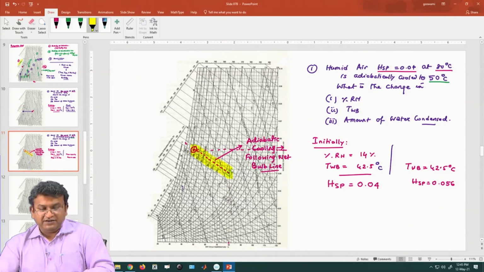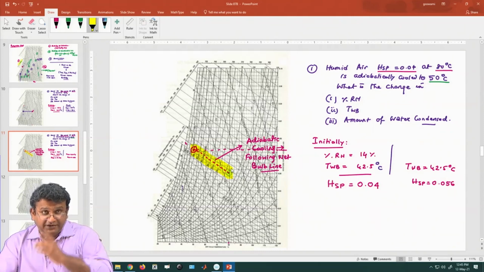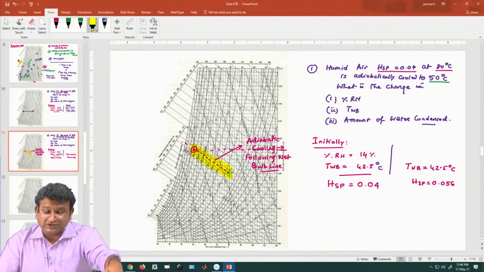I hope all of you have understood what is meant by adiabatic cooling. So, if it mentions that you have adiabatic cooling, you follow the corresponding wet bulb line, and then you can also find out the change in the humid volume, and so on. Here there is no change in the wet bulb temperature, because you are following a wet bulb line, where the wet bulb temperature remains constant.